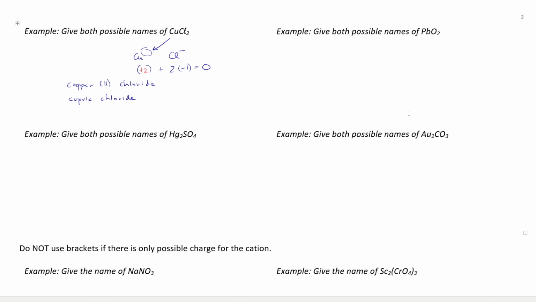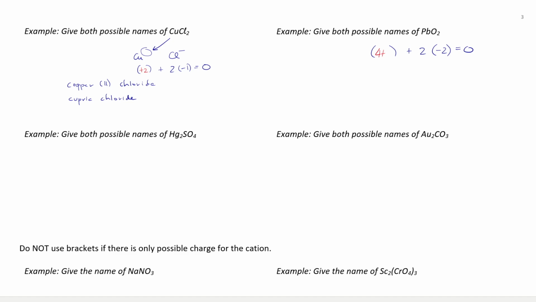All right, take a look at this next one over here. Give both possible names for PbO2. Again, same idea. There is one lead, and there are two oxides, both with the charge of -2, and so that has to equal 0 by the zero-sum rule. So this calculation, or this equation, is going on in your head, ideally, and you're thinking to yourself, okay, so the total negative charge is 4 negative, so that means that the charge on lead has to be 4 positive, or positive 4.